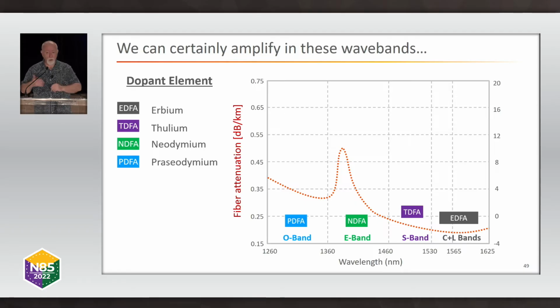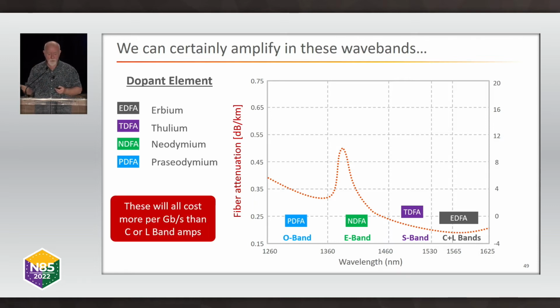Now, none of these amplifiers are commercially available. What happens is that academic researchers have demonstrated that they can amplify across these other bands. So these will all cost more per gigabit per second per kilometer than a C or an L band system. And I see that as the real problem of multi-band communication.